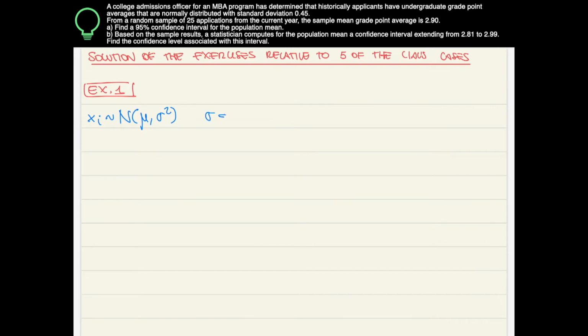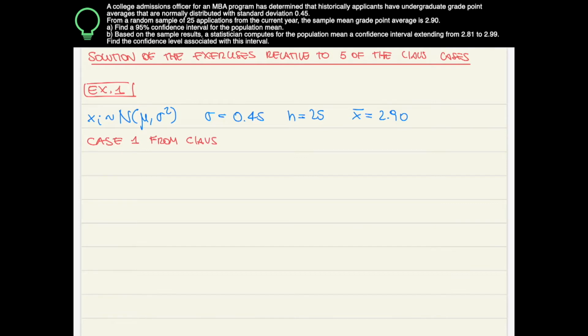Sigma, in this case, is given. So we know that the averages are distributed according to a certain normal distribution. We don't know the mean, but we do know the standard deviation, so sigma and not sigma square, is 0.45. The number of applicants is 25, and the sample mean of these grade point averages is 2.90. So clearly this is case 1 from the confidence interval awesome ultimate scheme.